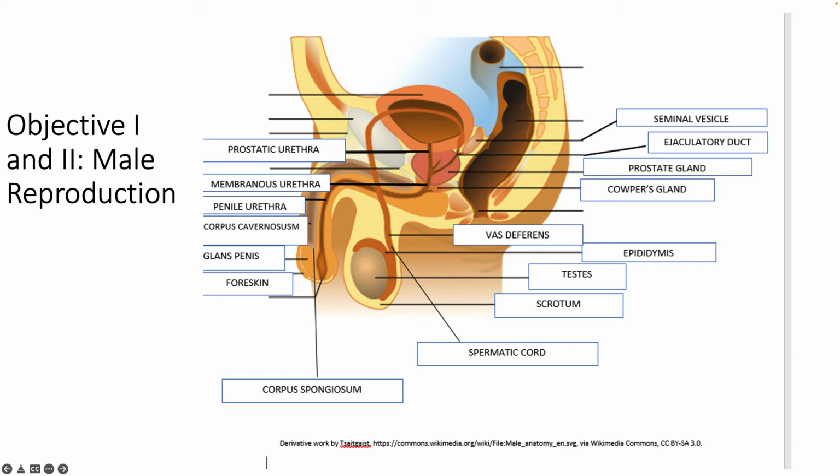We have the glans penis, which is the actual tip, if you will, of the penis. And so we have our glans penis here. And then you have the corpus spongiosum. All right, so the corpus spongiosum would be this little region that's going along behind the corpus cavernosum.